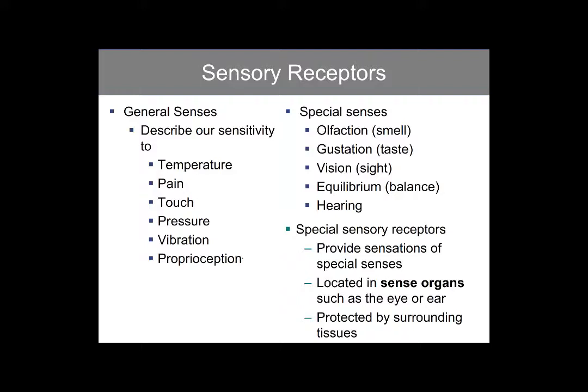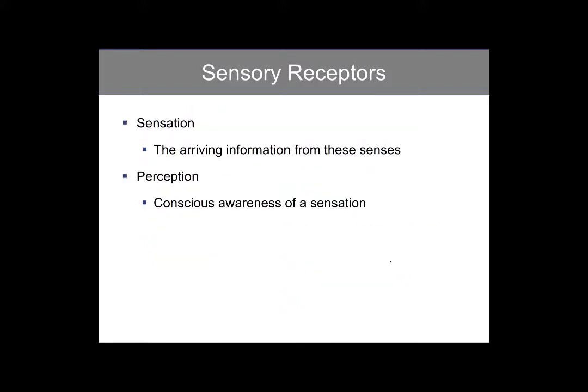Special sensory receptors provide sensations of special senses, and these are all localized in sense organs, such as the eye and the ear, and they're protected by various tissues that support and surround them. By definition, sensation is the arriving information from these senses. And of course, that's going to be in the form of an action potential. Perception, on the other hand, is our conscious awareness of a sensation. So that sensation has to be passed to the cerebral cortex in order for us to perceive that, at least consciously.